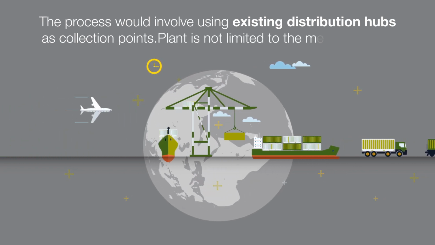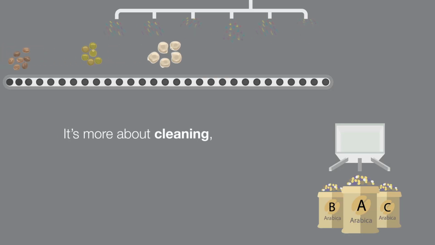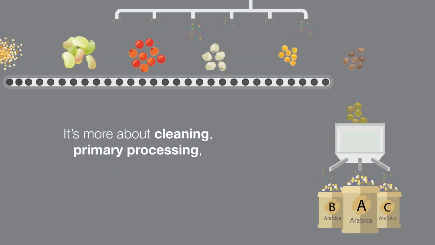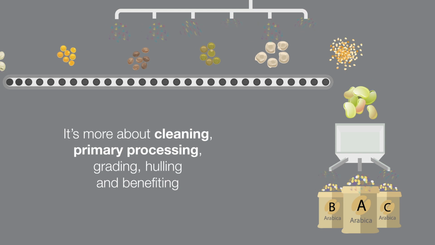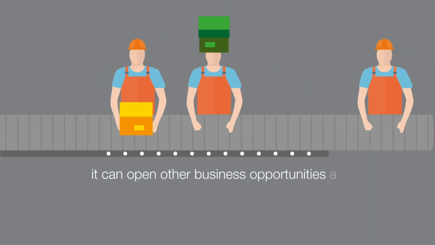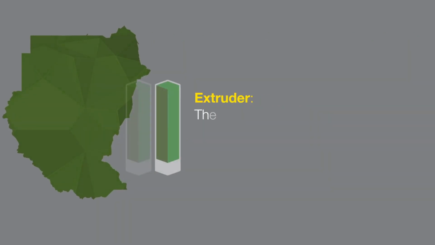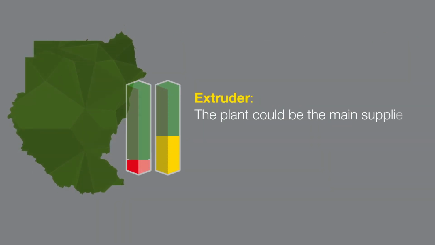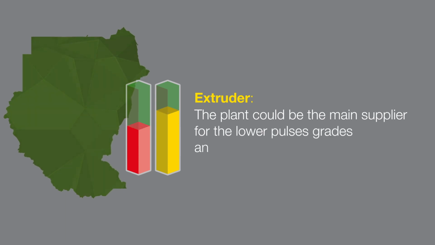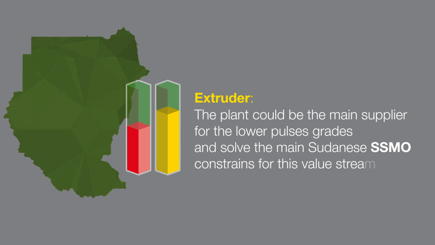The plant is not limited to what we've already mentioned. It's more about cleaning, primary processing, grading, hulling and benefiting from this kind of plant. It can open other business opportunities as direct integration too. Extruder. The plant could be the main supplier for the lower pulses grades and solve the main Sudanese SSMO constraints for this value stream.